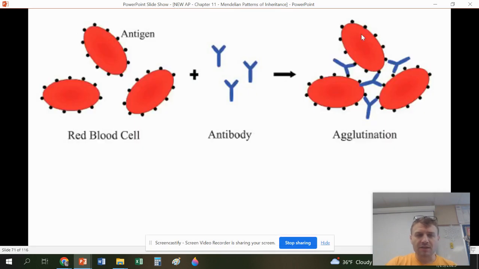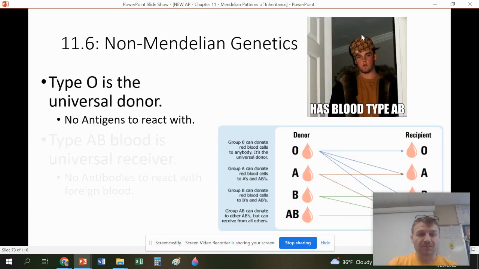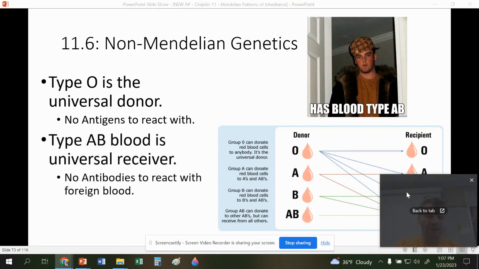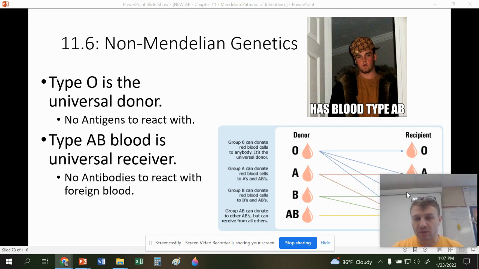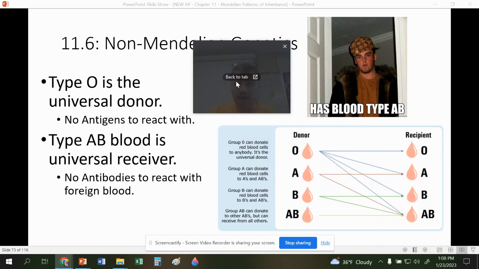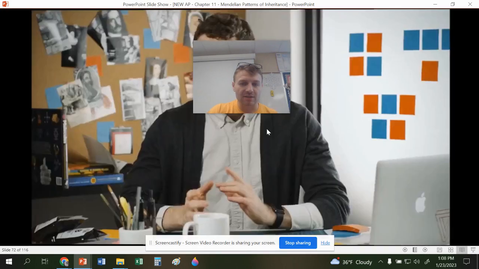Now, I will go through those with you in class, not here. Talking about the type O blood is the universal donor. This is because there are no antigens to react with. Type AB blood is the universal receiver. There's no antibodies to react with. Let's actually look at this chart here and then go back. So O blood can donate to anybody. AB blood can receive from anybody. So let's go back to these antigens.